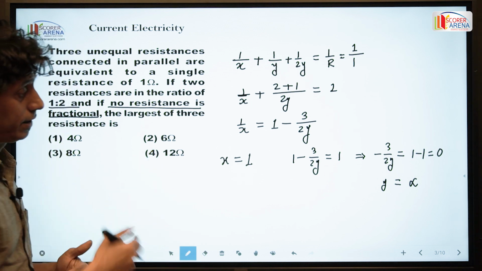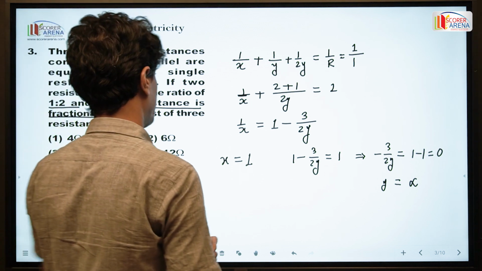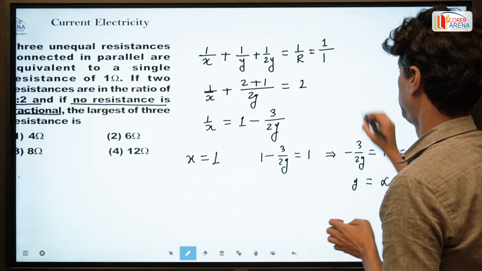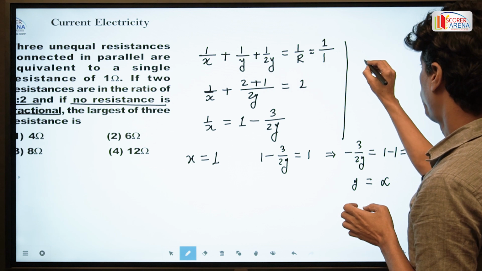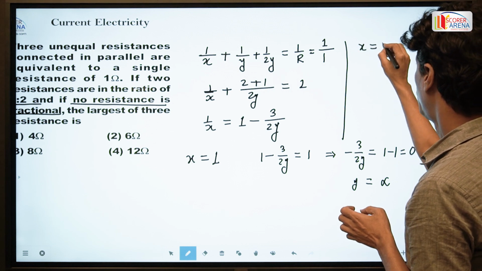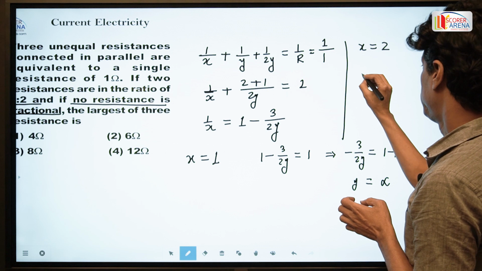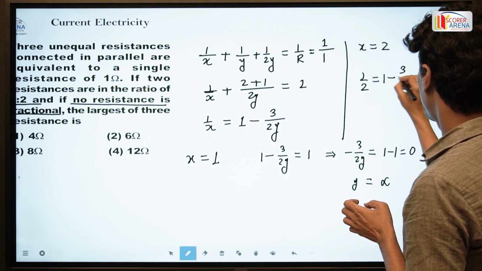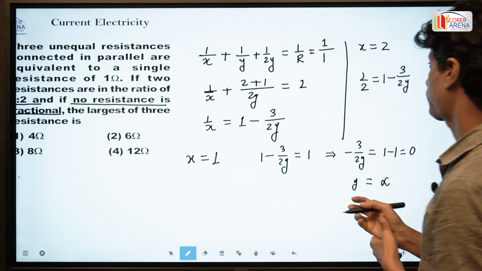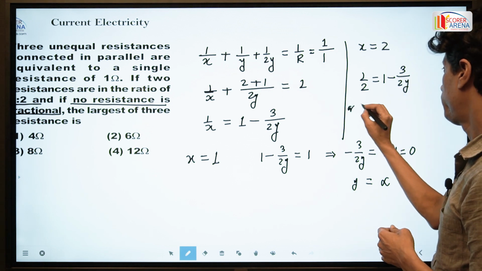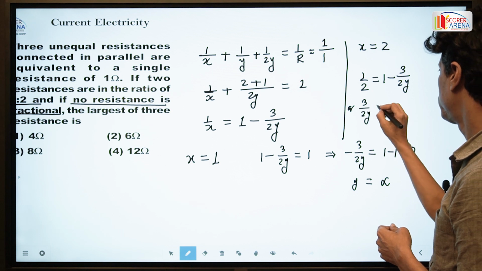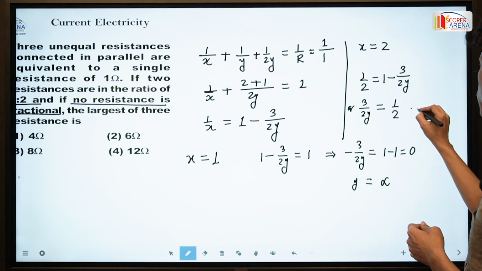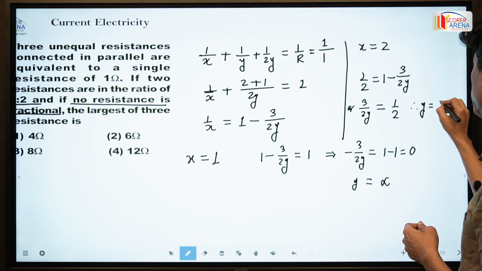Similarly, by trial and error, if we consider the value of X is 2, then 1 by 2 is equal to 1 minus 3 by 2Y, then 3 by 2Y is equal to half, so therefore Y is equal to 3.